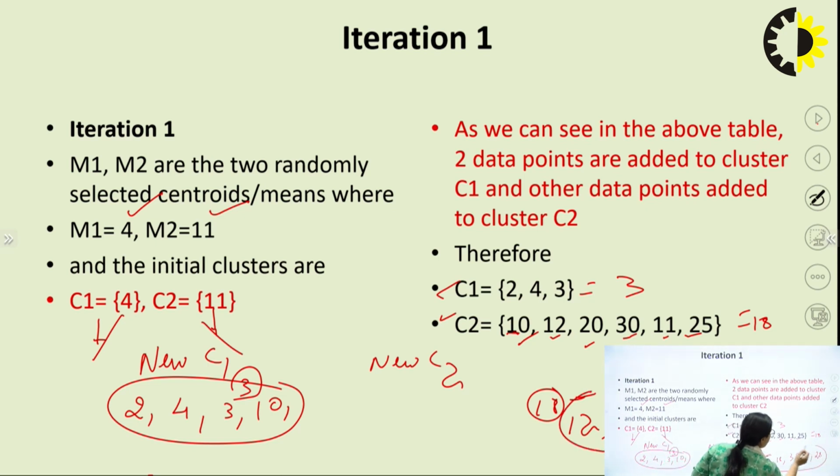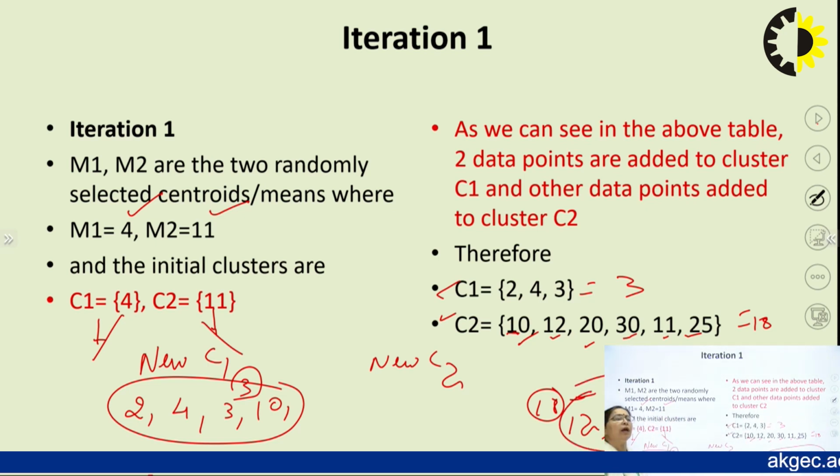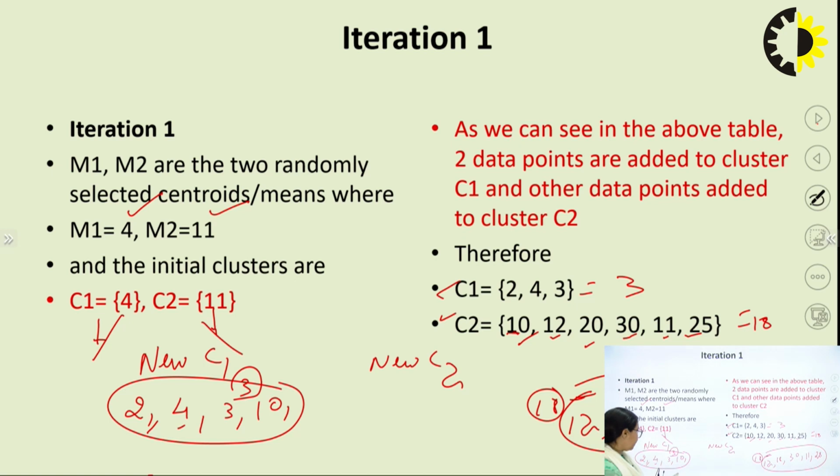This shift encourages us to go for the next iteration, because there is still shifting happening among the elements because of the change of the centroid. So 10, which was earlier part of C2, is now part of C1, and we have got the new set of elements after our next iteration. What do we do next? We again find the average. 2 plus 4 plus 3 plus 10. This new average gives us 19 divided by 4, that gives us 4.75.